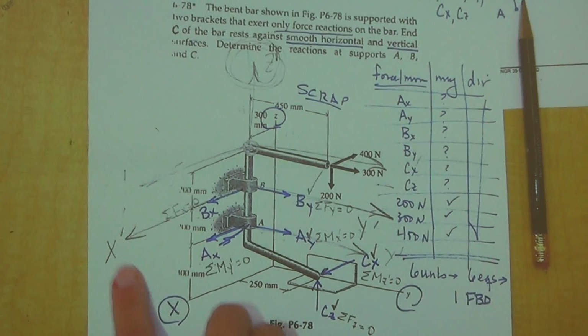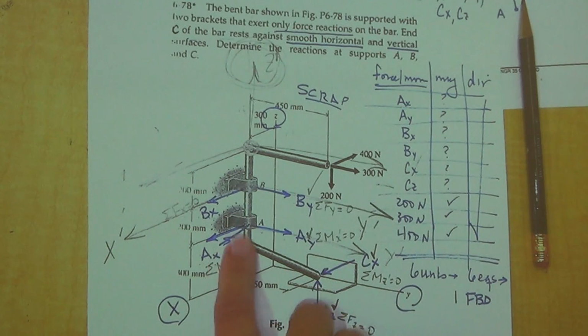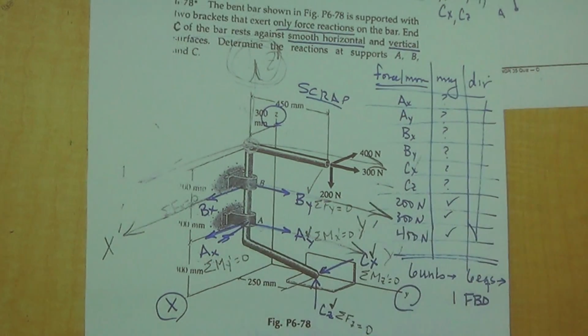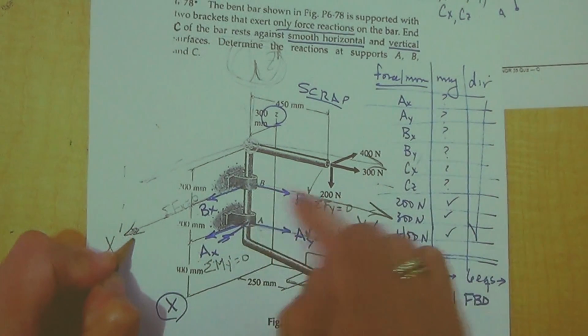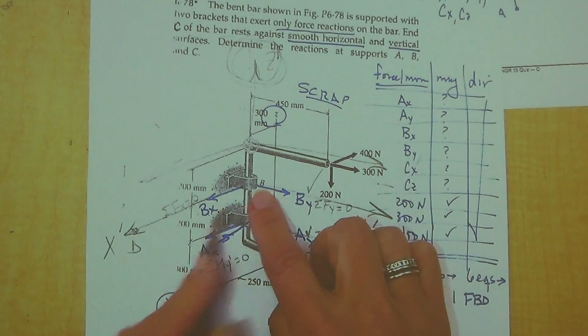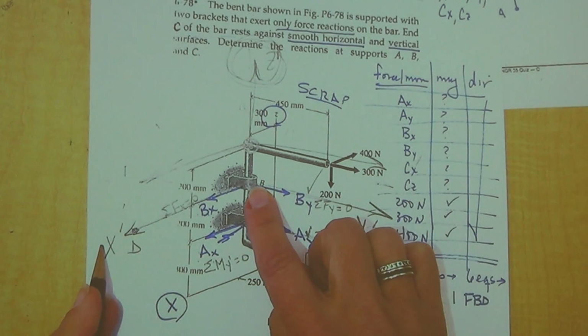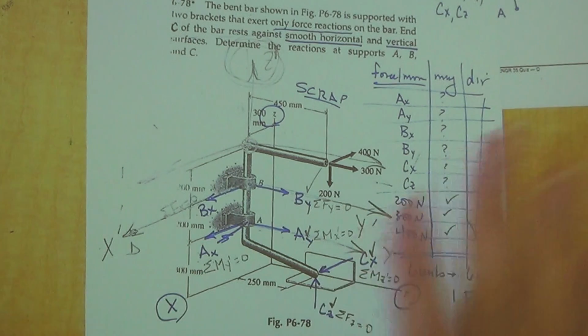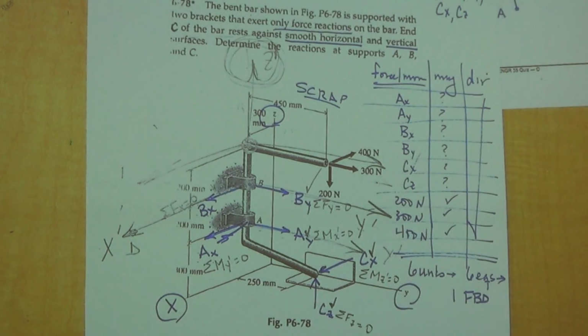So I'm calling them x prime and y prime, but we could have called this line B, D. I'm finding the moments about line BD. It might have nothing to do with our x, y, or z axes.